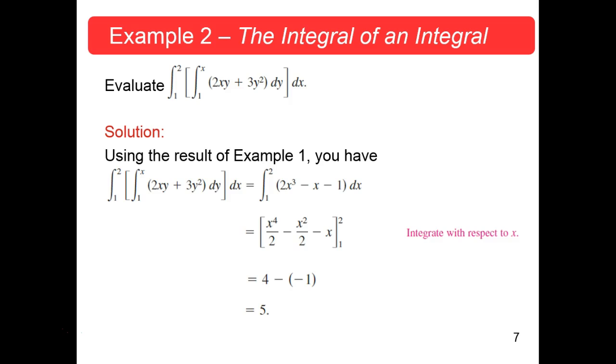Evaluate this at 2, that would be 16/2, which is 8, minus 4/2, which is 2, that would be 6, minus 2, that would be 4. That's where that came from. Minus, because you're doing your bottom number here, now evaluate all this at 1. 1/2 minus 1/2, that adds to 0, minus 1. So minus a minus 1 is plus 1. However you want to do it, that's the answer there. All right.